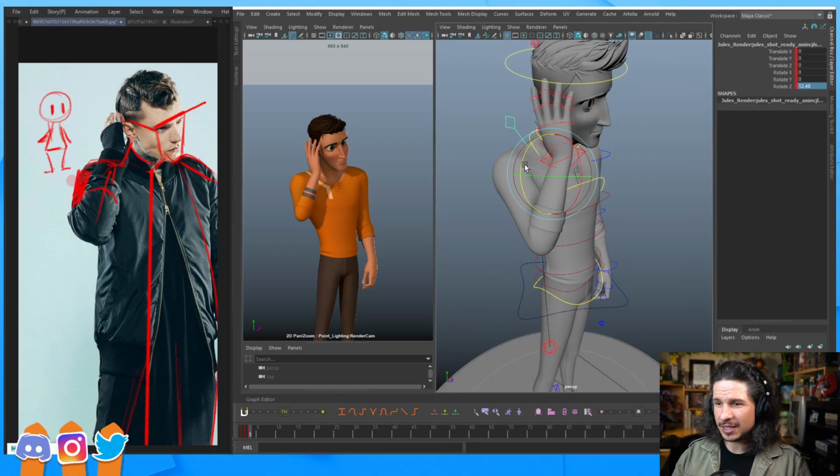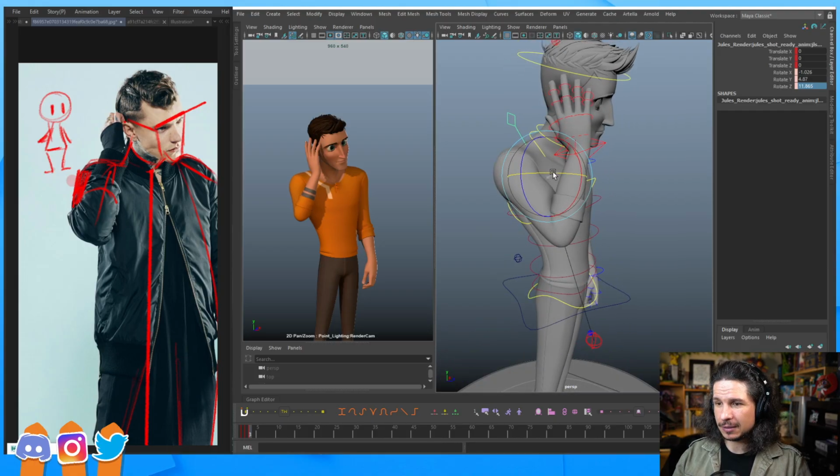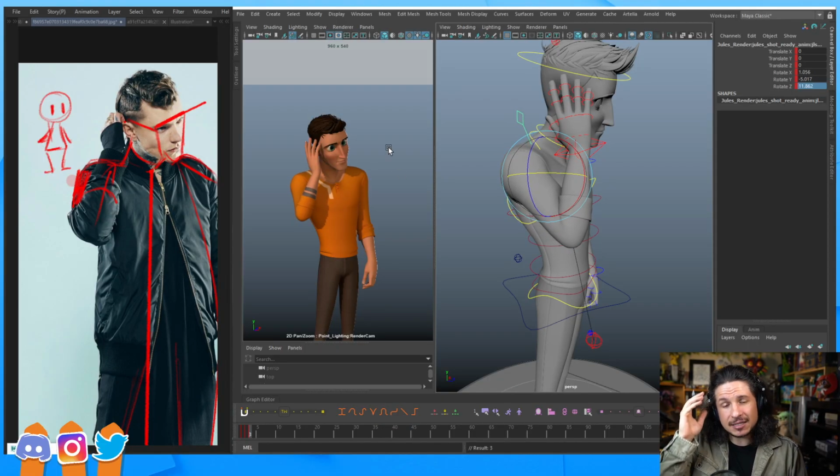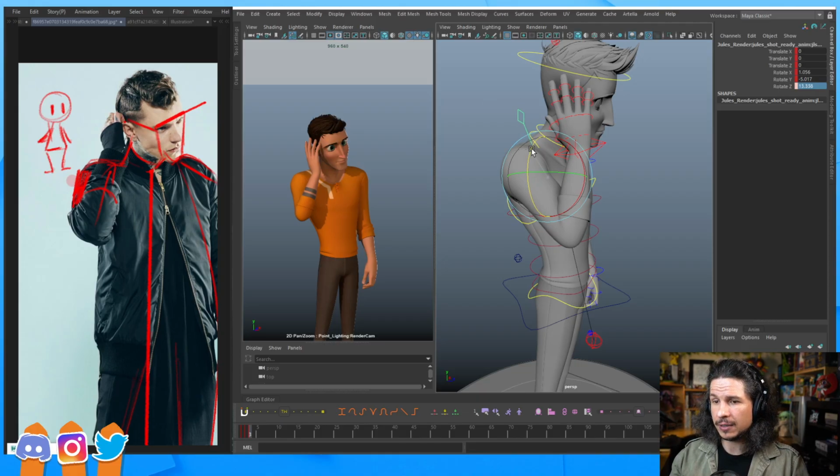So we can push that and kind of push that shrug in there. And now suddenly it feels like his arm is activated in there. That's a sympathetic motion right through there.